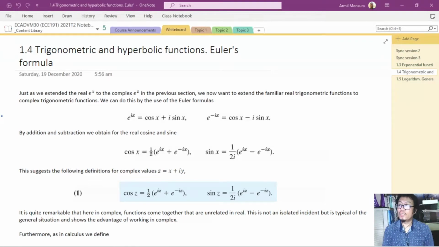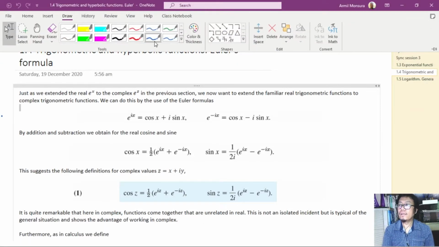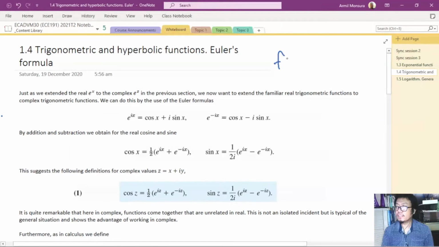So as we all know, if you have a function, say f of x, and this applies to any function, whether it is a polynomial function or a transcendental function, such as trigonometric, hyperbolic, and logarithmic functions, or an exponential function. We all know that if the argument of this function is a complex number, the value of the function is also complex valued.